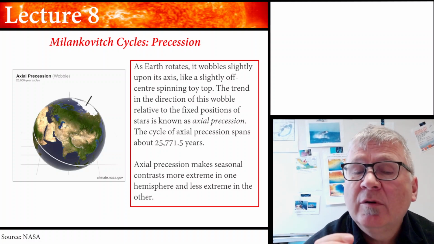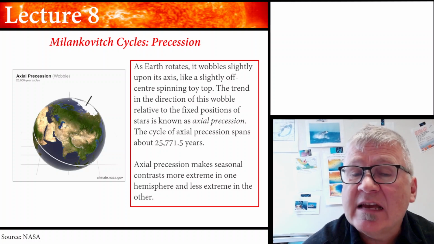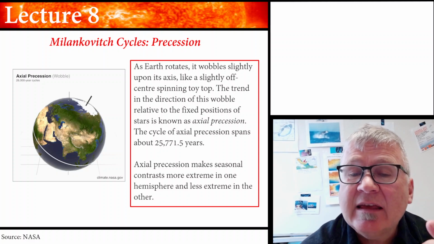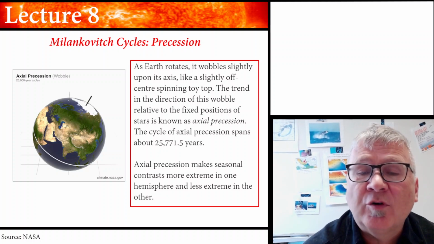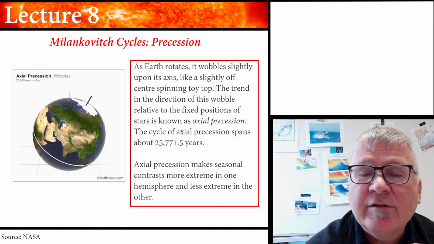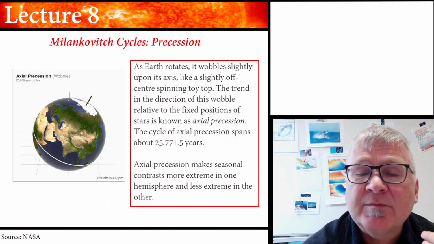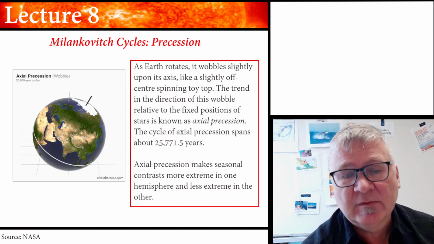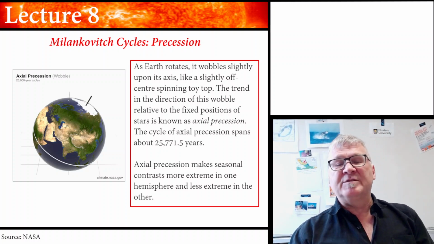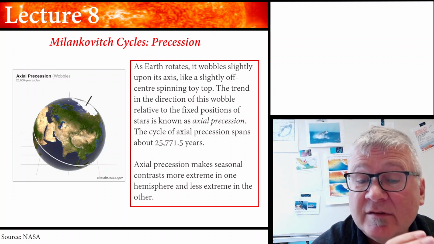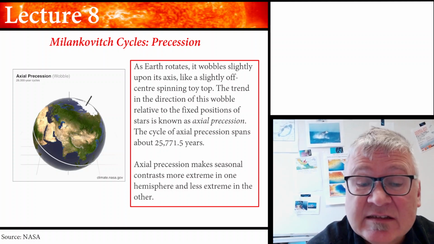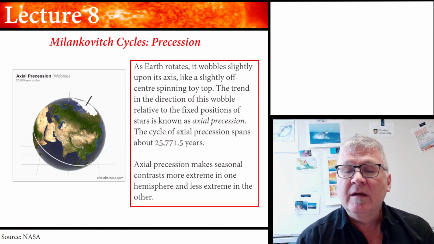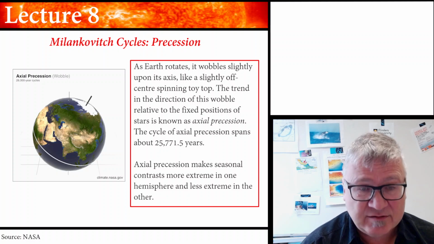Hooray! The last cycle is called the axial precession. And it's about the Earth's axis. As Earth rotates, it wobbles slightly upon its axis, like a slightly off-center spinning top toy. The trend in the direction of this wobble relative to the fixed positions of stars is known as axial precession. The cycle of axial precession spans about 25,000 years. The axial precession makes seasonal contrasts more extreme in one hemisphere and less extreme in others.